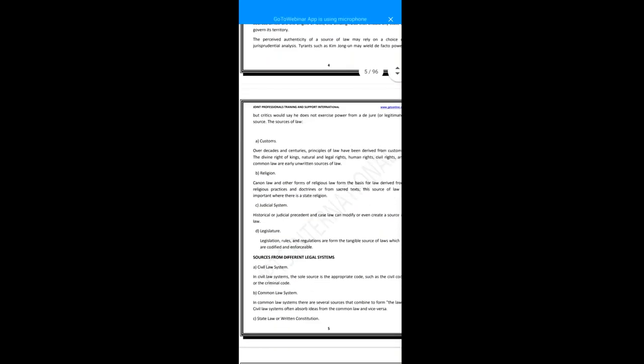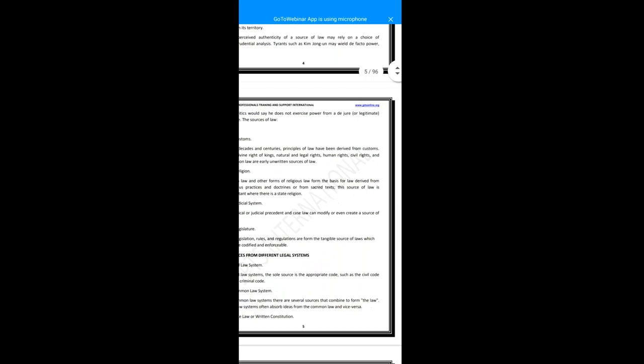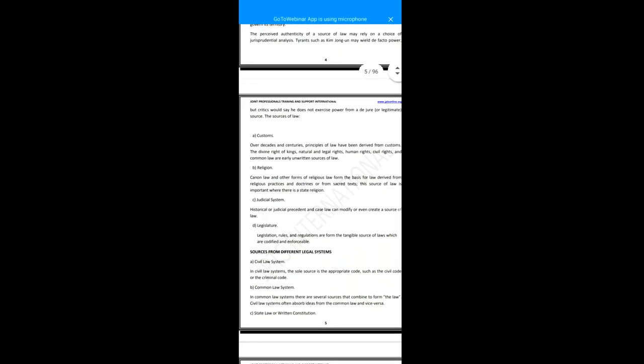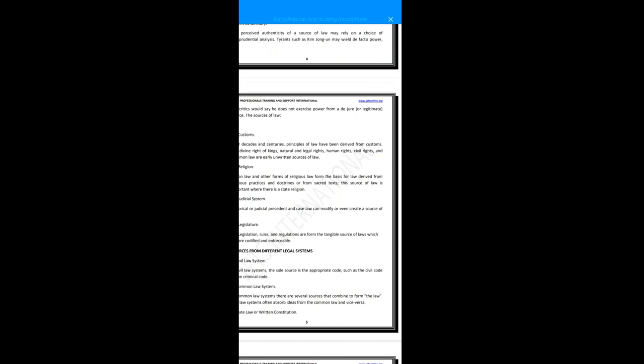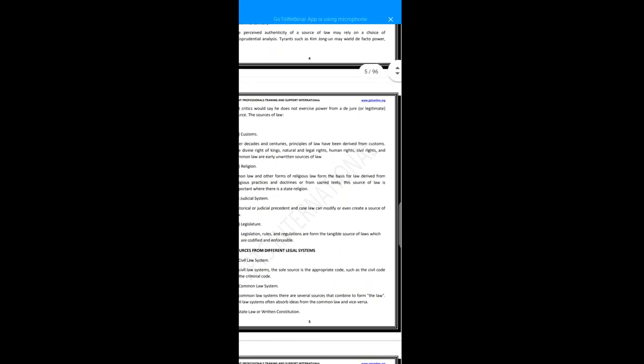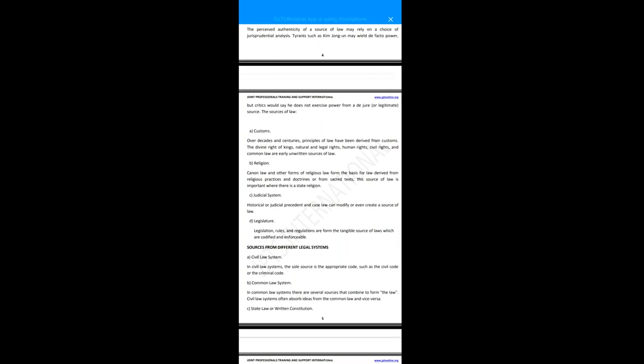Now, the first source of law is custom. Over decades and centuries, principles of law have been derived from customs. The divine right of kings, natural and legal rights, human rights, civil rights, and common law are unwritten sources of law.